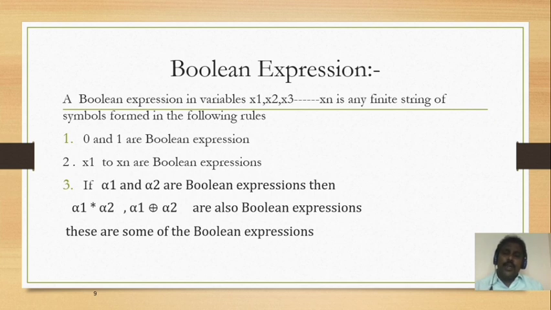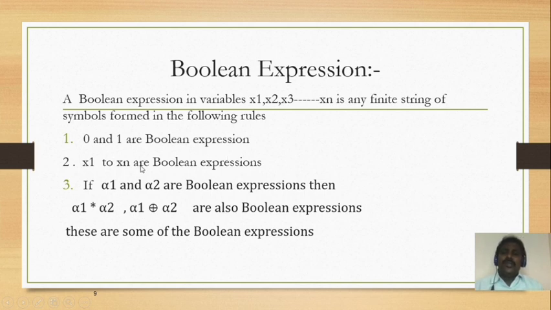The definition of a Boolean expression: a Boolean expression in the variables x1, x2, and so on up to xn is a finite string of symbols formed by the following rules. A Boolean expression must satisfy the following rules. 0 and 1 are always called Boolean expressions.